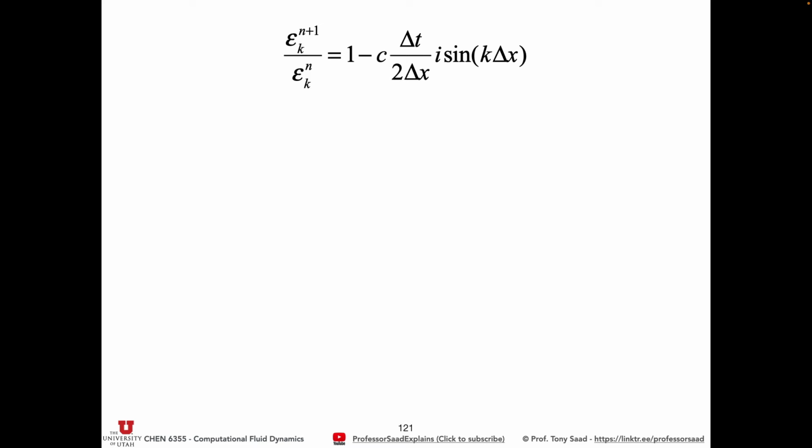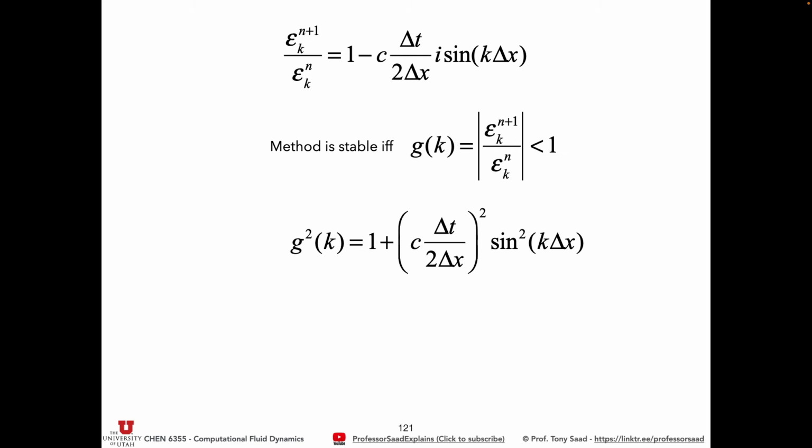There's this i, right? Then we say that the method is stable if g of k, where k is that frequency signal, which is the magnitude of this ratio, is less than 1. This is a complex number magnitude, which is the square root of a squared plus b squared. So you look at g squared. If you think of this complex number as a plus ib, then the magnitude squared is a squared plus b squared. Then you get this.